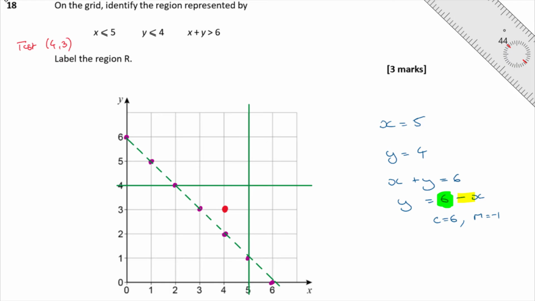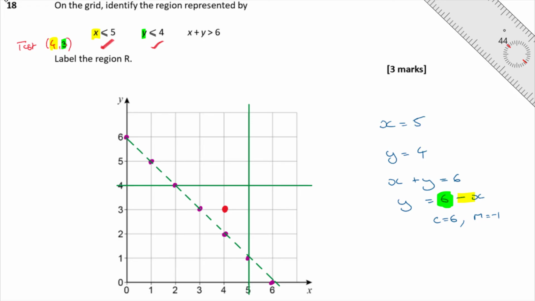Now, if x is 4 when y is 3, does that mean that x is less than or equal to 5? Yes, well, the x coordinate is 4, and 4 is less than 5. So that one works for that particular point. Is my y coordinate less than or equal to 4? Well, my y value is 3, so 3 is less than or equal to 4. So again, this one is true for 4, 3.